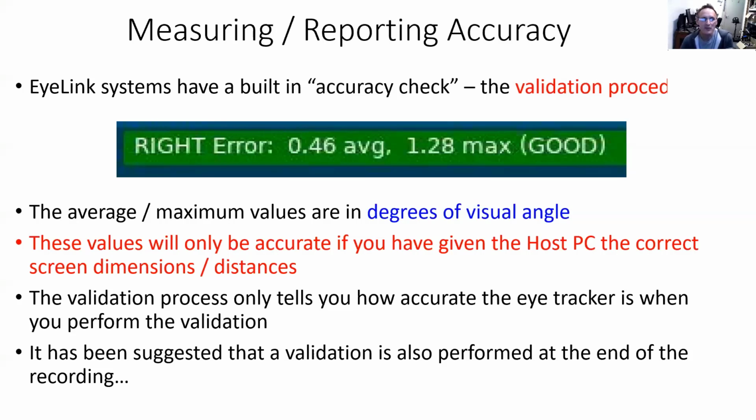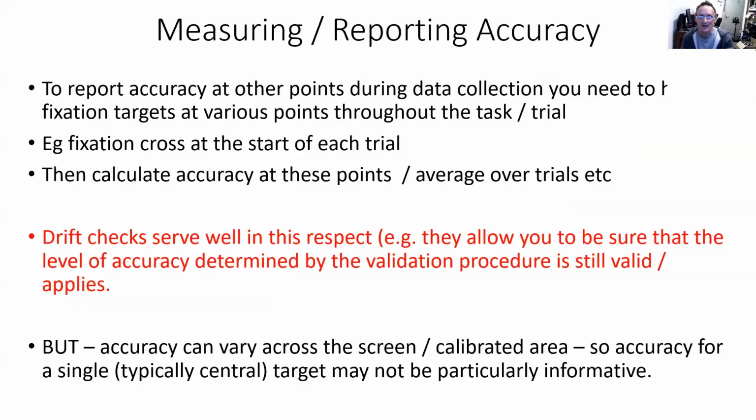Because this validation process only really tells you how accurate the eye tracker is when people did the validation, people have suggested that maybe it would be good if we all got into the habit of doing a validation at the end of the experiment as well, so we could see how much things have gone off. People tend not to do that, and instead, what people generally do or try to do is have points throughout the recording at which they can check whether this accuracy, as reported by the validation, is still relevant and valid.